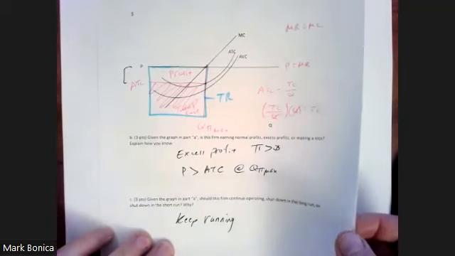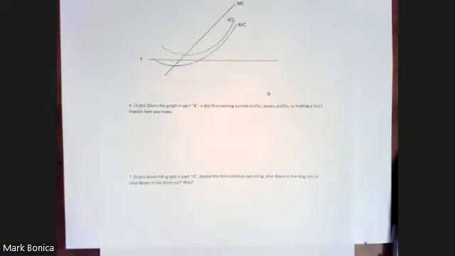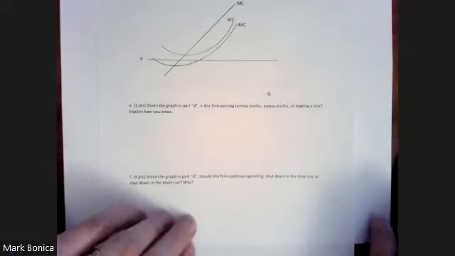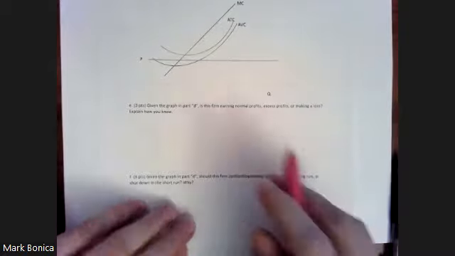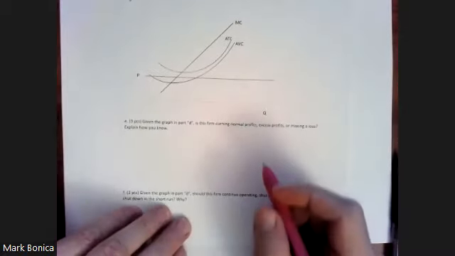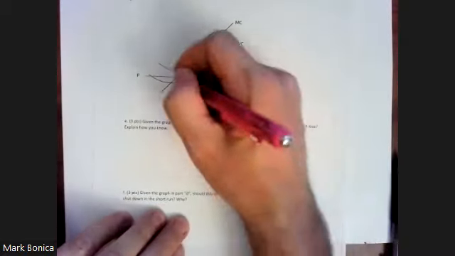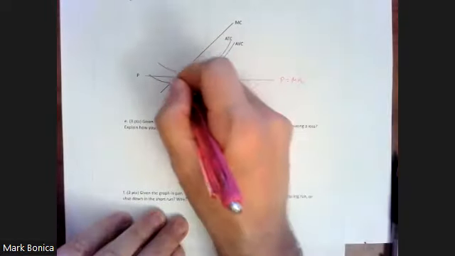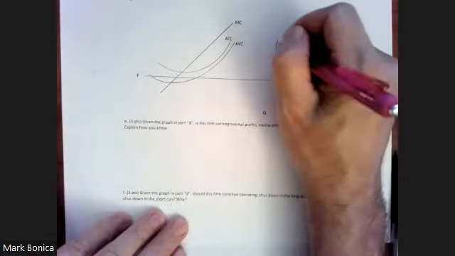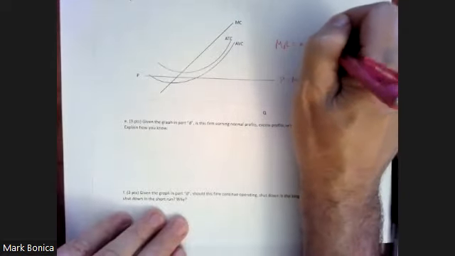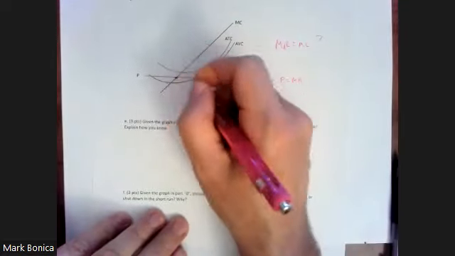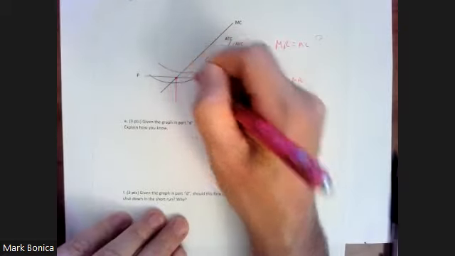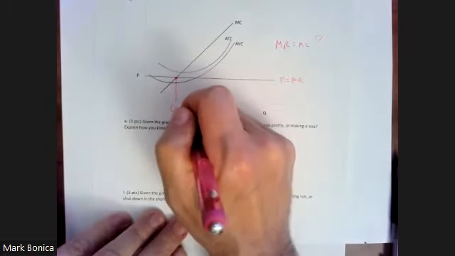All right, next. Same sort of problem. We're looking for, again, where are they going to produce? Well, they're going to produce, again, where MR equals MC, right? So where does MR equal MC? Well, it equals it right there. So I'll draw a line down. That's my Q pi max.